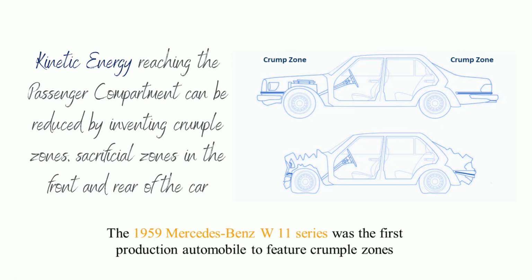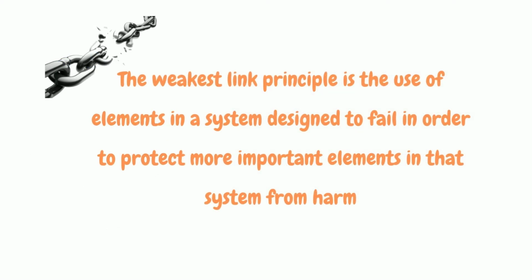In 1959, Mercedes-Benz was the first production automobile to feature crumple zones, and they would soon become a standard safety feature in all cars. Crumple zones exemplify the power of the weakest link principle. The weakest link principle is the use of elements in a system designed to fail in order to protect more important elements in that system from harm.